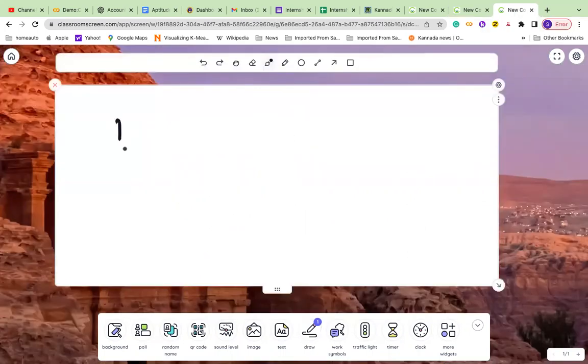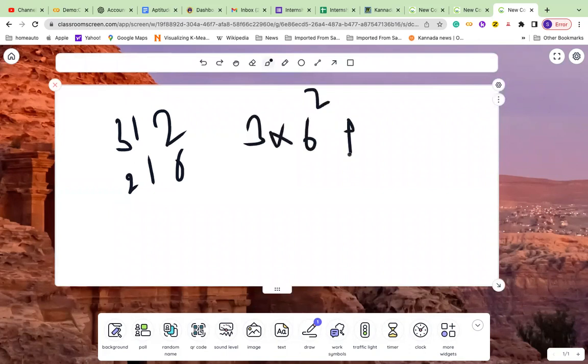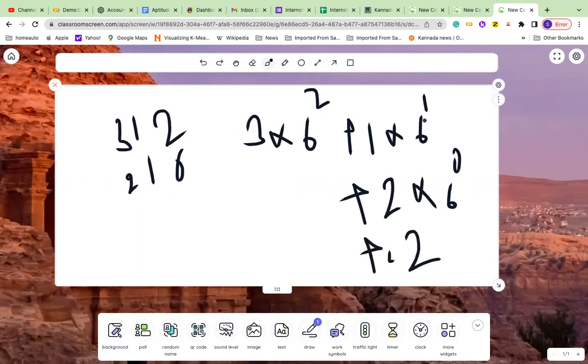So now 312, how should I convert back into decimal? This is 0th bit, this is 1 bit, this is 2 bit. So 3 into 6 to the power of 2 plus 1 into 6 to the power of 1 plus 2 into 6 to the power of 0. So 2 into 1 is 2. 6 into 1 is 6. 6 to the power of 2 is 36. 36 into 3 is 108. So 108 plus 6 plus 2 is 116, correct? That's what we got.